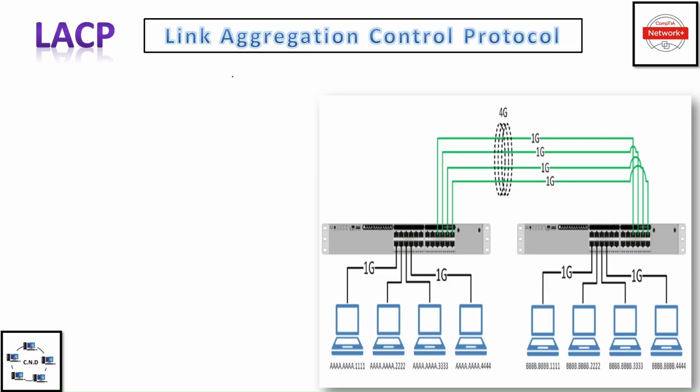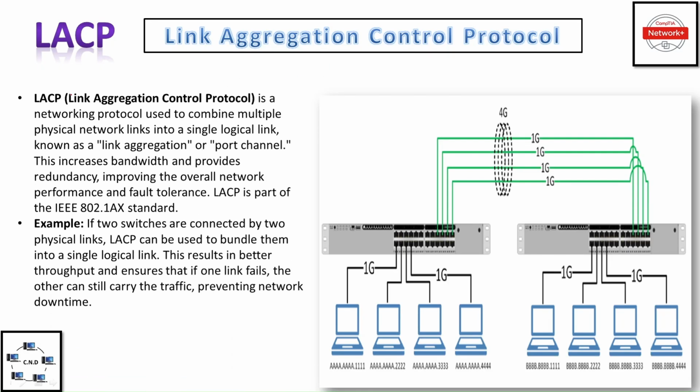LACP, that is Link Aggregation Control Protocol. So LACP, Link Aggregation Control Protocol, is a networking protocol used to combine multiple physical network links into a single logical link known as a link aggregation or port channel. This increases bandwidth and provides redundancy, improving the overall network performance and fault tolerance. LACP is a part of the IEEE 802.1AX standard.